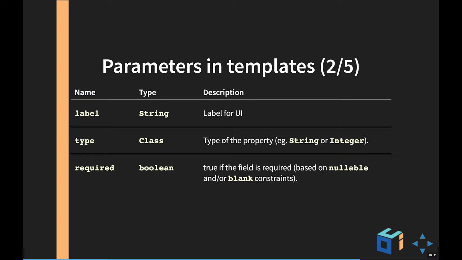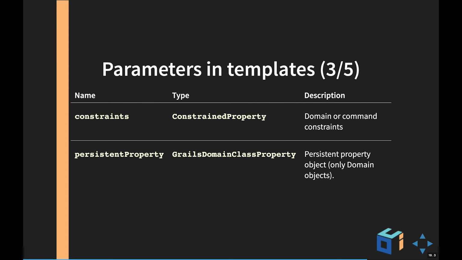It will also give you access to the type, so that's a class, and it will tell you if the field is required, so you don't have to look up in the constraints yourself. You can just look at the required. But it does also give you access to the constraints directly. And for domain classes, you have access to the persistent properties, or the persistent property.